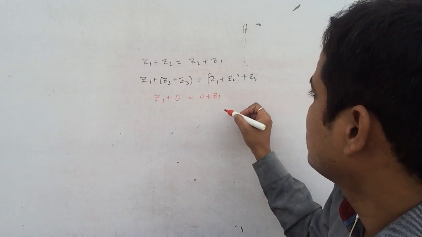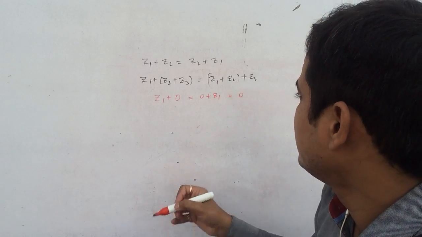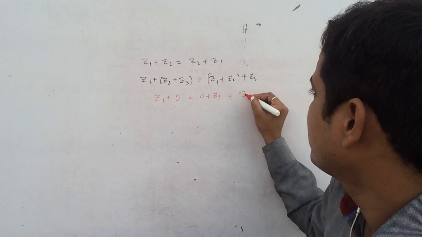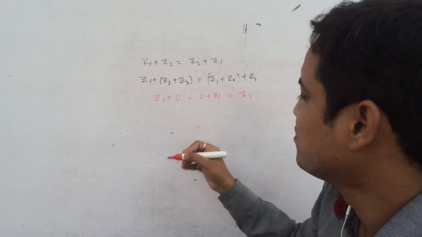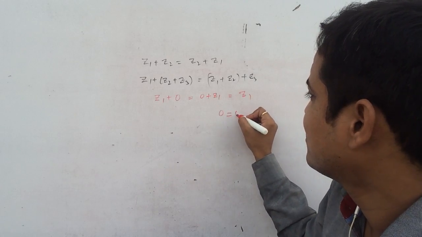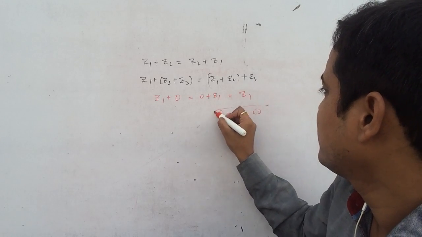So what is this? Zero is the additive identity, because 0 can be written as 0 plus 0 iota.